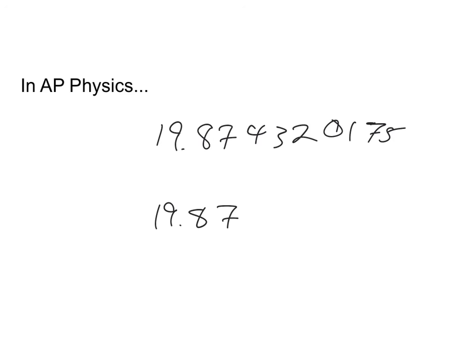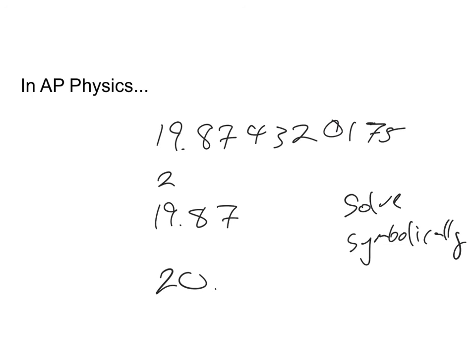Now, in my solutions, sometimes it'll say 20. Why does it say 20? Maybe I only have 2 sig figs, right? And this is 20, and that'll give me the right number of sig figs. In reality, though, in AP Physics, we don't care. And we actually do some other stuff where we don't plug numbers in. We do what's called solving symbolically, and we'll talk about that later, where if we have to manipulate our equation, we'll plug it all in at once, and we'll get a lot less round-off error.